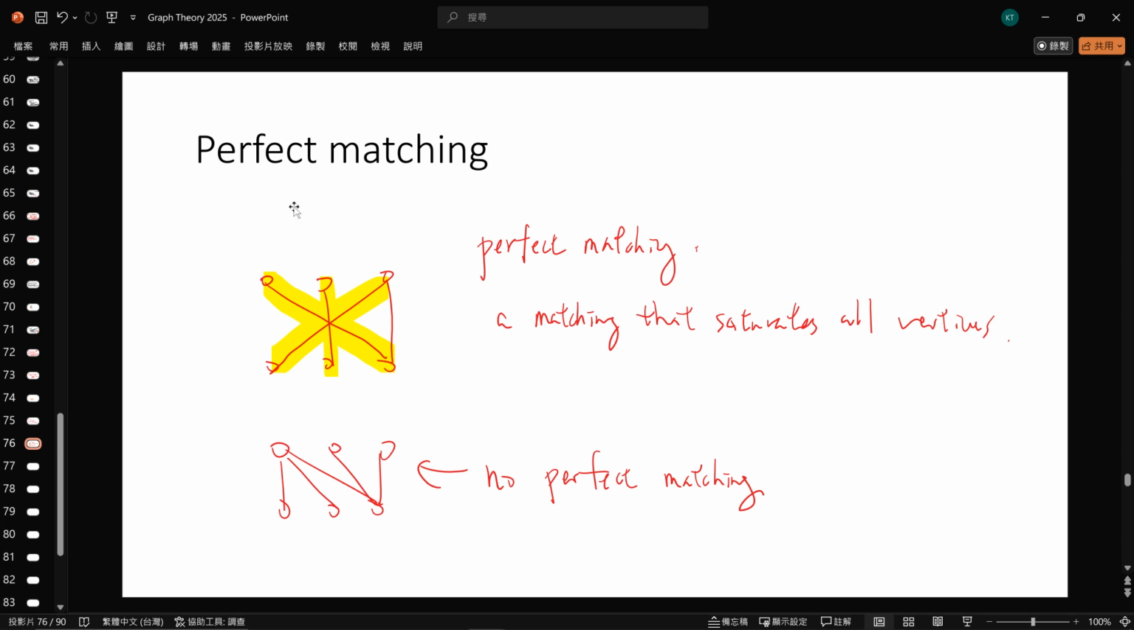Given a graph, you can obviously use the previous maximum matching algorithm to test whether there's a perfect matching. So we are not talking about the algorithm design problem. Next we're going to identify some necessary and sufficient conditions for the existence of a perfect matching.